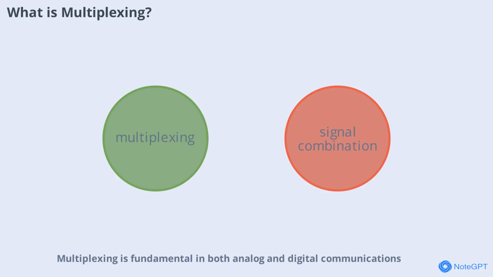Multiplexing is fundamental in both analog and digital communications, enabling everything from telephone networks to modern internet connections. By sharing the same transmission path, multiplexing helps reduce costs and infrastructure complexity. Next, let's look at the main types of multiplexing used in practice.